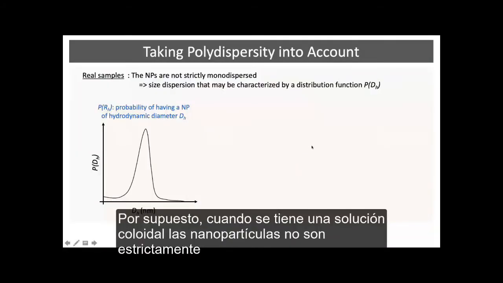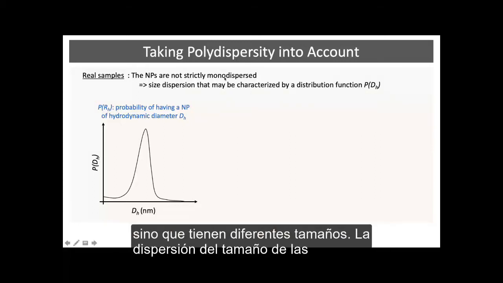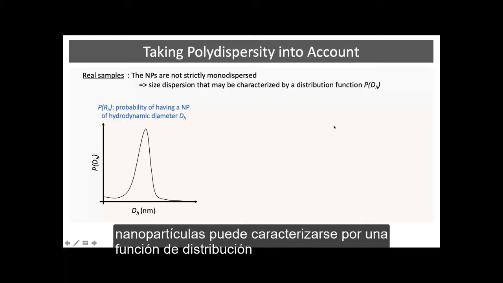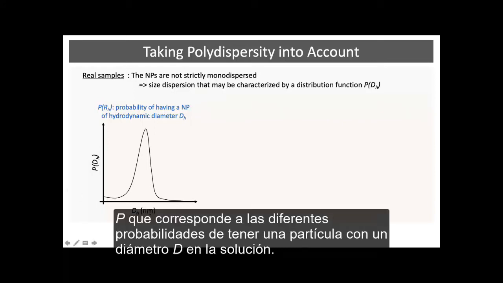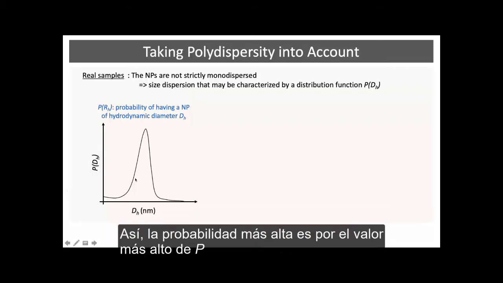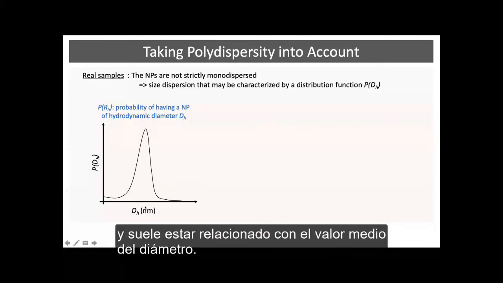Of course, when you have a colloidal solution, the nanoparticles are not strictly monodisperse. They have different sizes. The size dispersion of the nanoparticles may be characterized by what we call a distribution function, P, which corresponds to the probabilities of having a particle of diameter d in the solution. The most likely diameter corresponds to the highest value of P, and it is usually related to the mean value of the diameter.